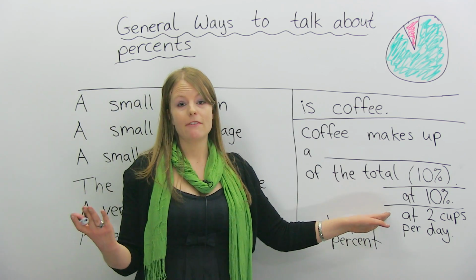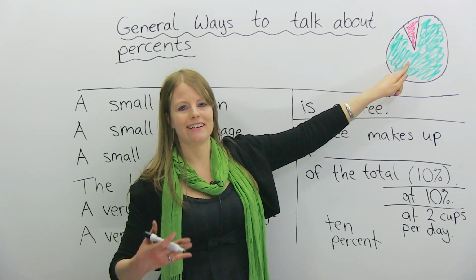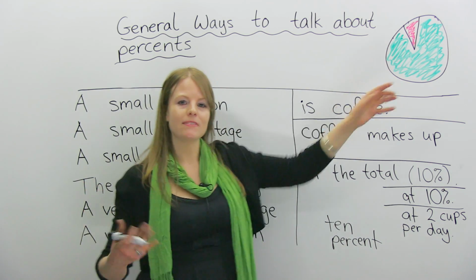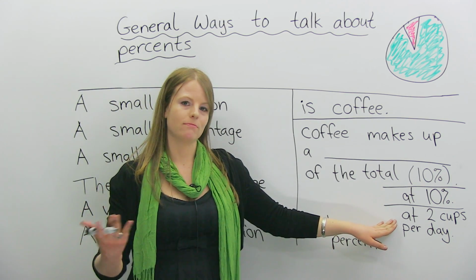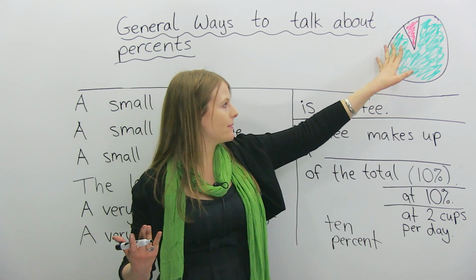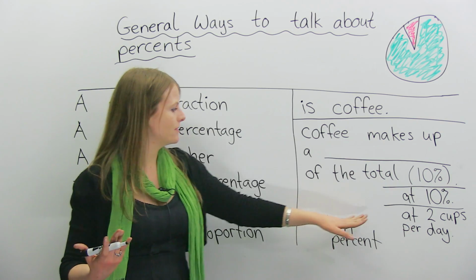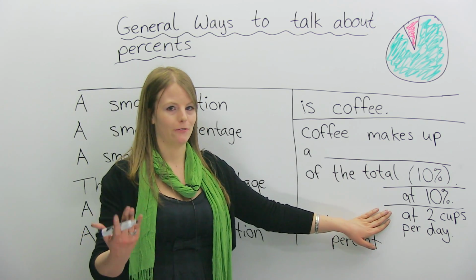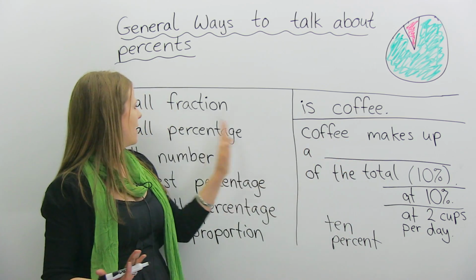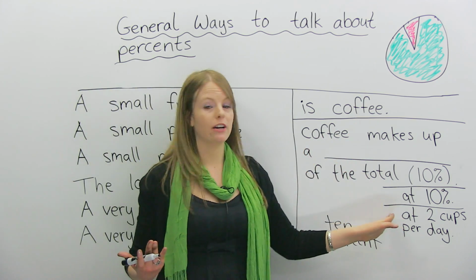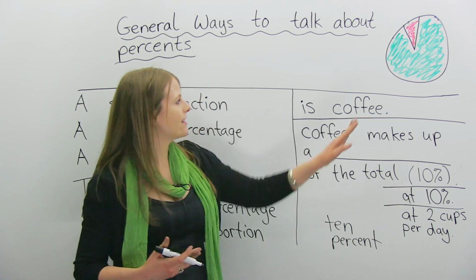Or if they didn't give me any percents, but imagine if this says 2 cups a day and this says 20 cups a day. What I could also do is write down specifically, if they give you a number, what that number is. So sometimes they won't give you a percent, but they'll actually say an amount. If they say an amount, you can actually write in that amount. So for example, if they said 2 cups a day, I could say coffee makes up a small fraction of the total at 2 cups per day. So that's also possible.